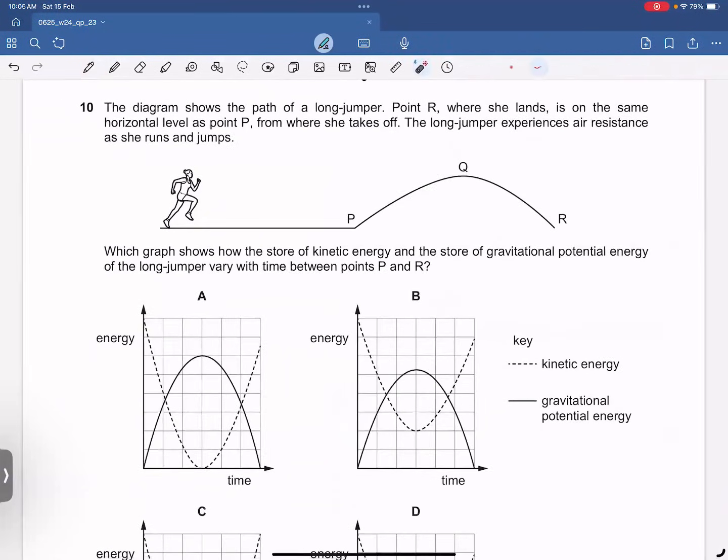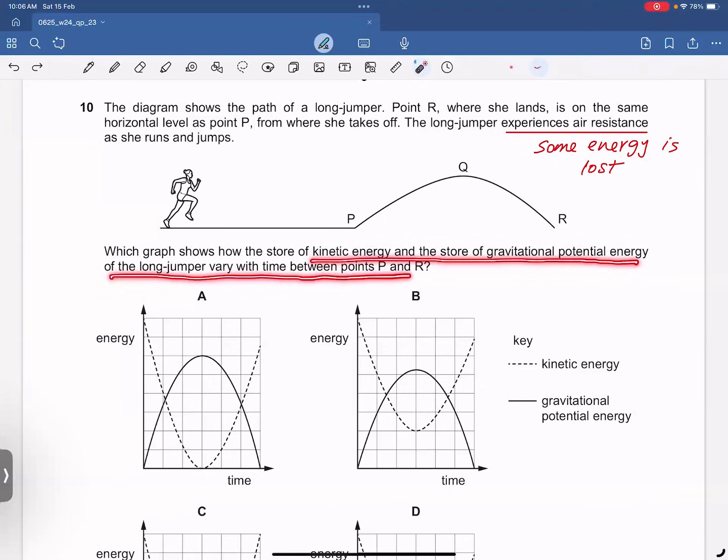Question number 10. The diagram shows the path of the long jumper. Point R, where she lands, is on the same horizontal level as point P. So same horizontal level means the total potential energy at R and P is the same because same height where she takes off. Now the jumper experiences air resistance. Now this is interesting, my dear student. If she experiences air resistance, it means some energy is lost against the air resistance. Which graph shows how the store of kinetic energy and store of potential energy of the jumper vary from P to R?